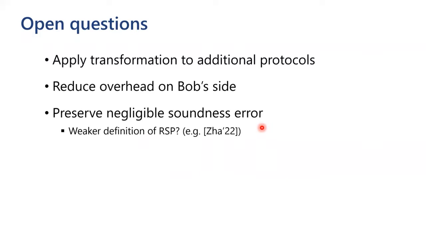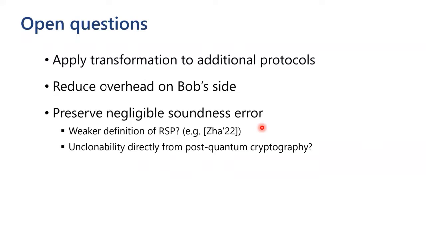A sort of vaguer idea would be to prove some sort of unclonability property directly from post-quantum crypto. The motivation here would be that currently what we do is we have this RSP protocol to prepare BB84 states, but then the protocols that we plug these BB84 states into, they don't really care about the BB84 states themselves. They just care about the fact that BB84 states have this unclonability property. So it seems like it ought to be possible somehow to circumvent this strong RSP statement, just go directly from the post-quantum crypto assumption to some unclonability statement, and this way also preserve negligible soundness error.